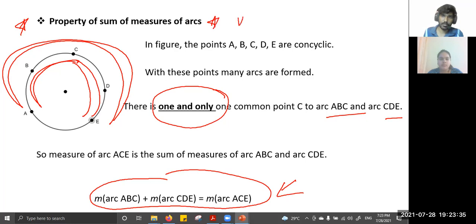Only one common point, and this is the only common point, C. C is common in both the arcs. If there are two common points, you cannot use this property. It has to be compulsory. Common points, I'm talking about. There can be many points, but we are talking about common points, the same in both.